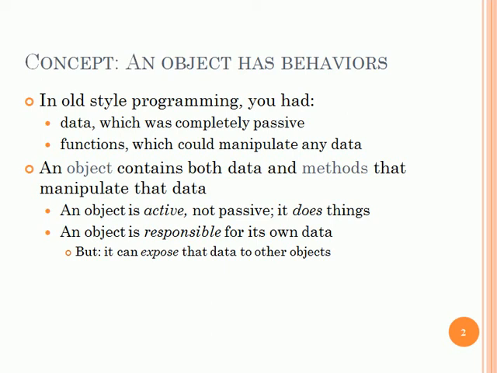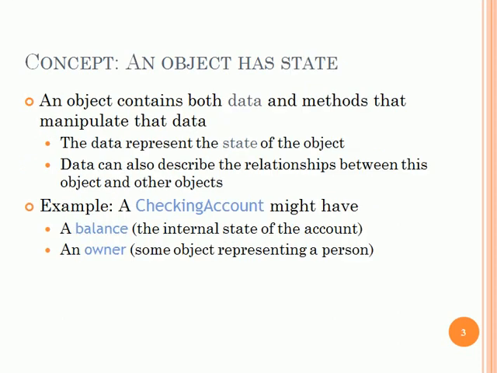That is, it can expose the data to other objects. The other concept is an object has state. An object contains both data and methods which manipulate the data. Here the data represents the state of the object. Data can also describe relationships between the object and other objects. For example, in banking, a checking account is an object which has different states, that is balance, the internal state of the account, and owner, that is an object representing a person.